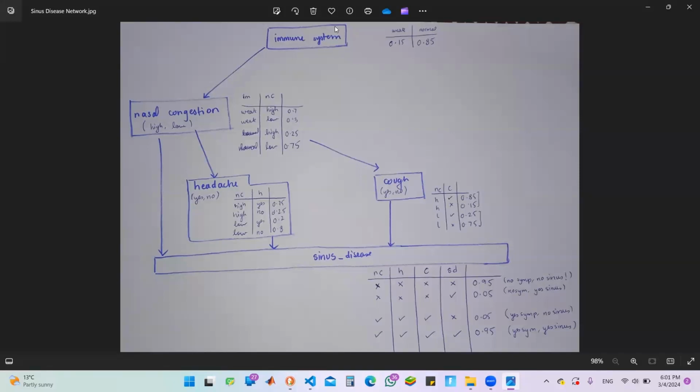Our parent node is the immune system, and then we have nasal congestion, headache, and cough, which are some symptoms of sinus. We have assigned probabilities. Our discrete probability is immune system, on the basis of which nasal congestion has been determined. This is conditional probability, as well as for headache and cough, we have determined conditional probabilities based on nasal congestion. And then we have determined sinus disease probabilities for different symptoms.